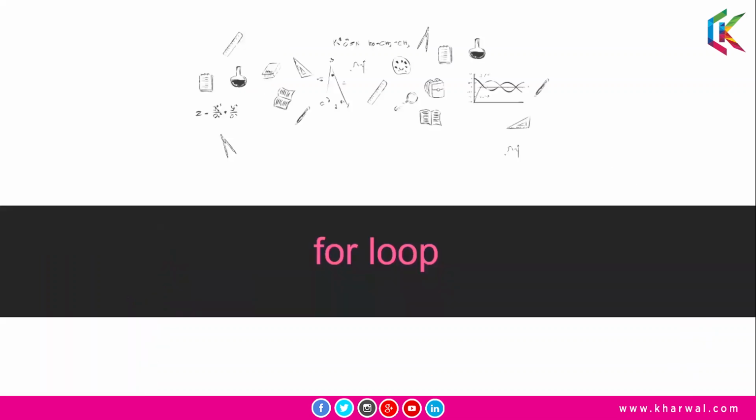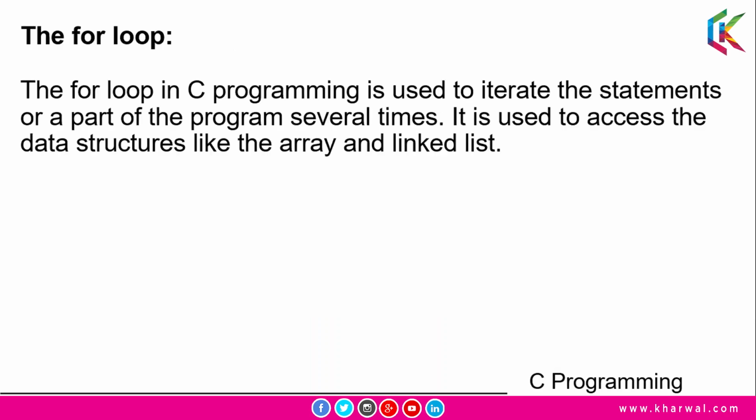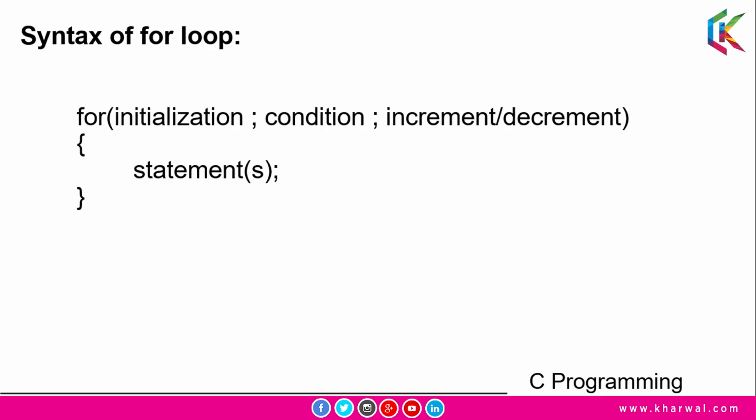So guys, in this lecture we are going to discuss for loop in C programming. So guys, let's go ahead and we'll discuss this for loop. The for loop in C programming is used to iterate the statements or a part of program several times, and it is used to access the data structures like the array and linked list. So guys, let's go ahead and we'll discuss the syntax of for loop.